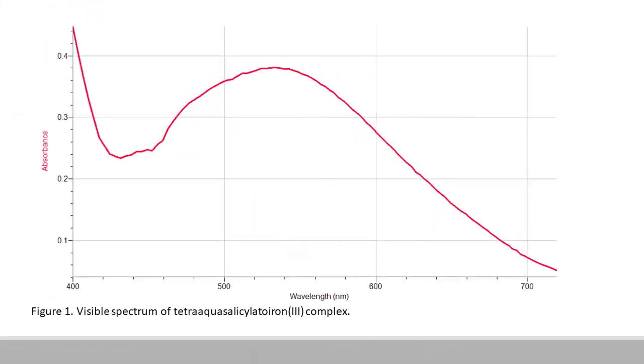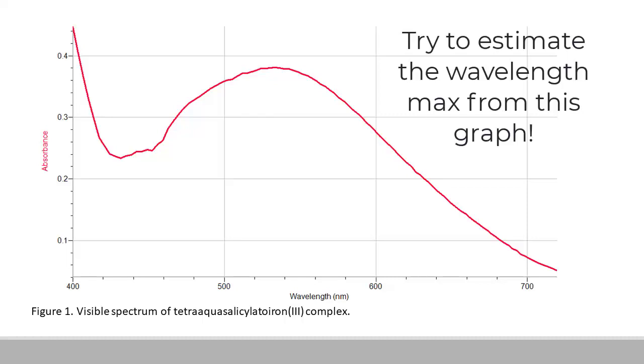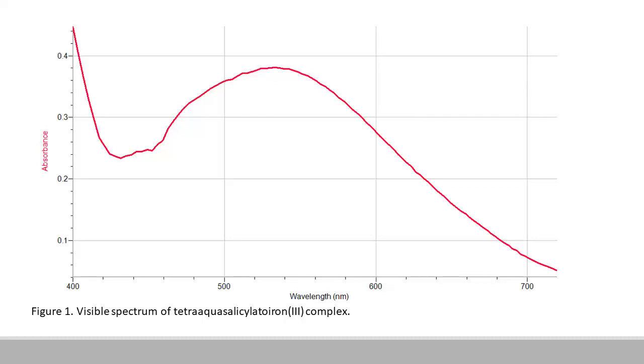An absorbance versus wavelength plot for this complex has been generated previously and is shown here. Try to estimate the wavelength max by finding the wavelength on the x-axis that corresponds to the point of maximum absorbance, roughly in this region here.